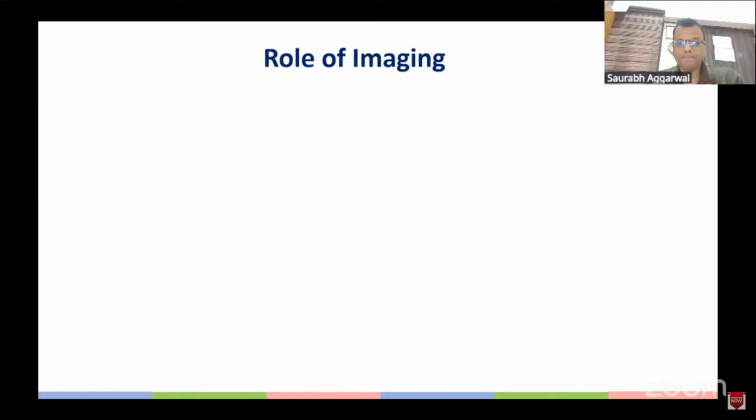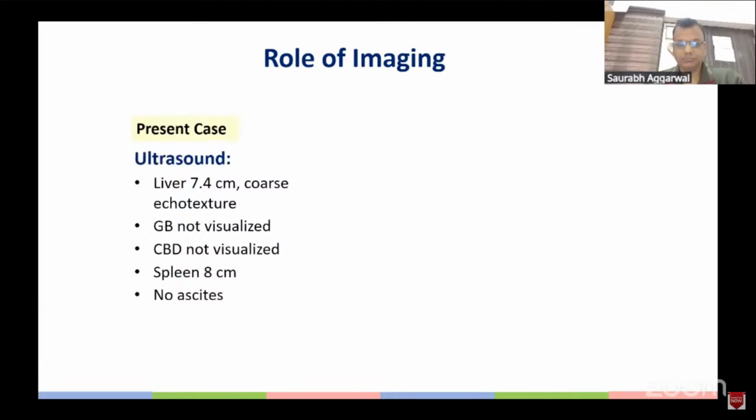So is there any role of imaging in this case? Yes. In the present case, we did an USG abdomen. It showed a 7.4 centimeter liver, which is coarse in echotexture. Gallbladder is not visualized, CBD is not visualized, and spleen is 8 centimeter. However, there is no ascites. So this gives us a clue towards biliary atresia because the GB is not visualized.